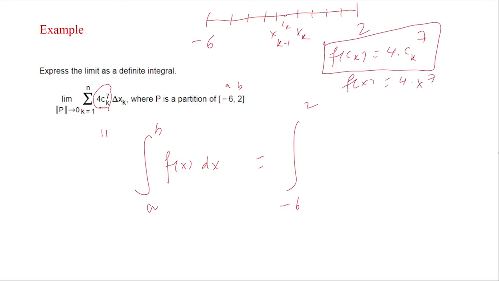So that's why the definite integral for this Riemann sum is actually from -6 to 2 of 4 times x to the power 7 dx, and this del xk can be replaced by dx. Okay, that's all. And how do you find this value? We're going to see more examples and we will be able to find this later, not in this section, particularly for this example.